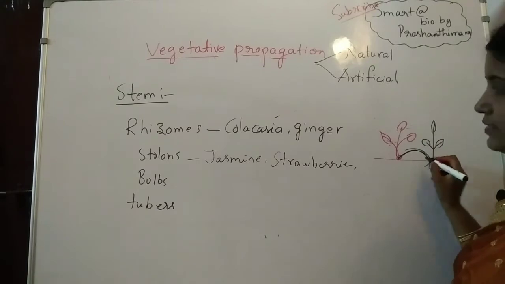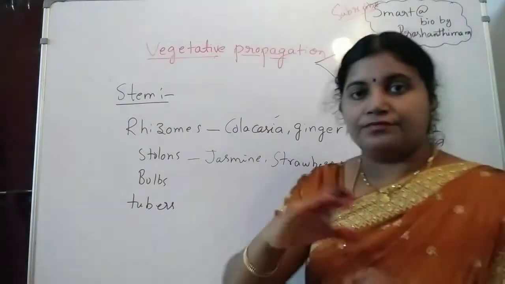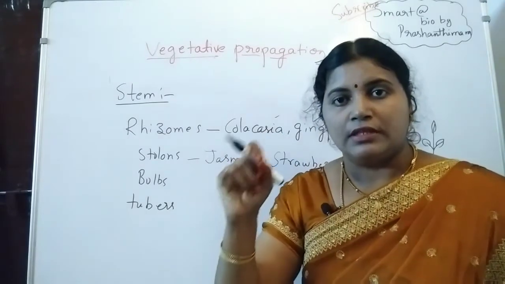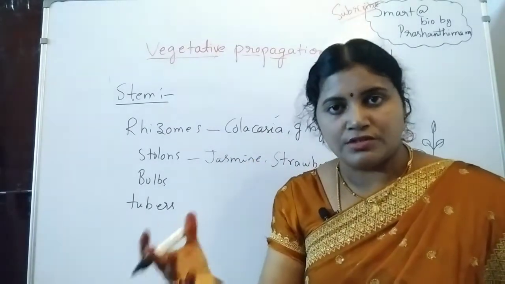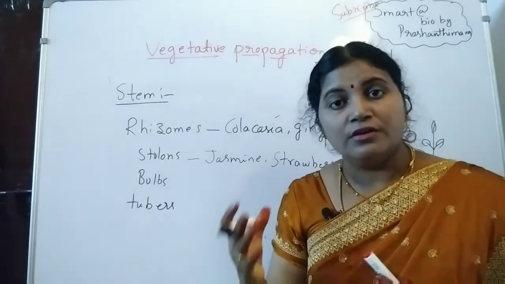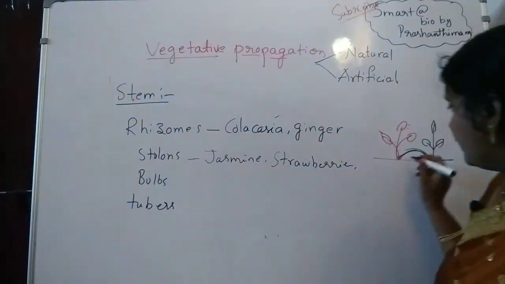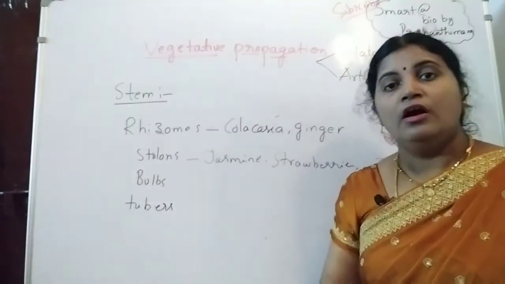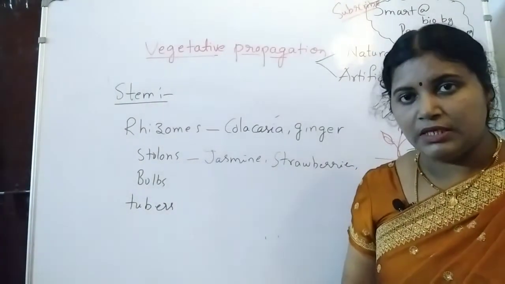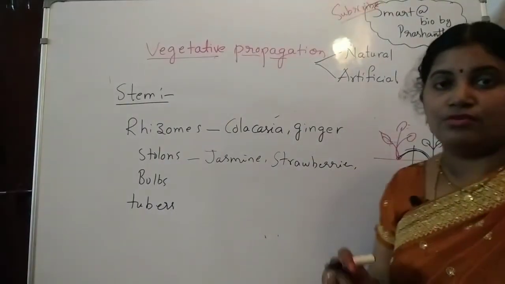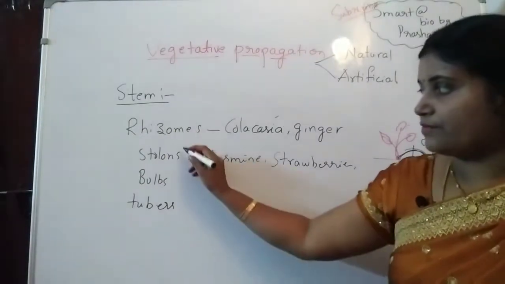These kinds of plants, if they touch the ground, can produce adventitious roots from the knots. With the help of those adventitious roots, it can produce a new plant. After some days, even if we cut the connection from the parent plant, it can survive as an individual plant, because it has already grown roots in the soil. That is an example of stolons.